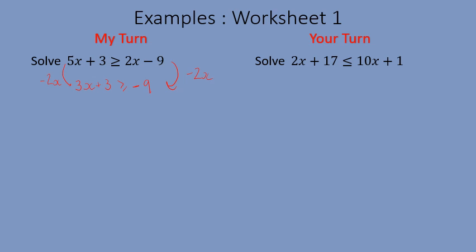So I then need to solve it like I would normally. I've got this add 3 here, so I'm going to subtract 3 from both sides. I then end up with 3x is greater than or equal to, if I'm starting at minus 9 and I take away another 3, minus 12. I then need to divide both sides by 3. And so then we get x is greater than or equal to 12 divided by 3 is 4, but it was a negative, so x is greater than or equal to negative 4.